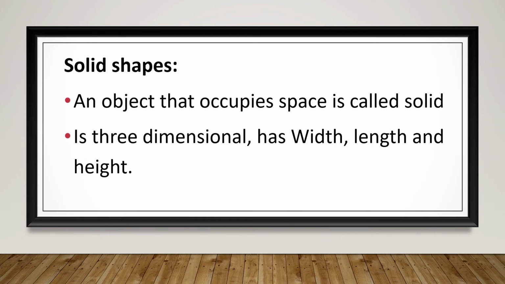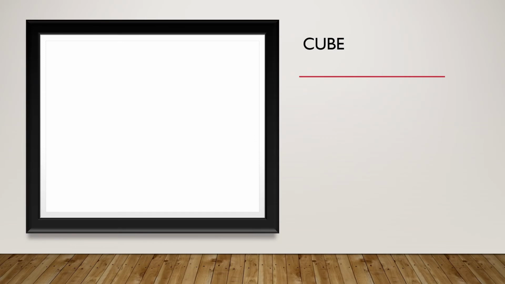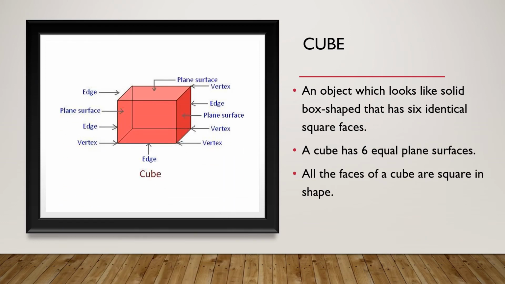Now let's know about solid shapes. These are objects that occupy space. They are three-dimensional and have width, length and height. Now let's know properties of cube. A cube is an object which looks like a solid, box-shaped object that has six identical square faces. A cube has six equal plane surfaces and all the faces of the cube are square in shape.